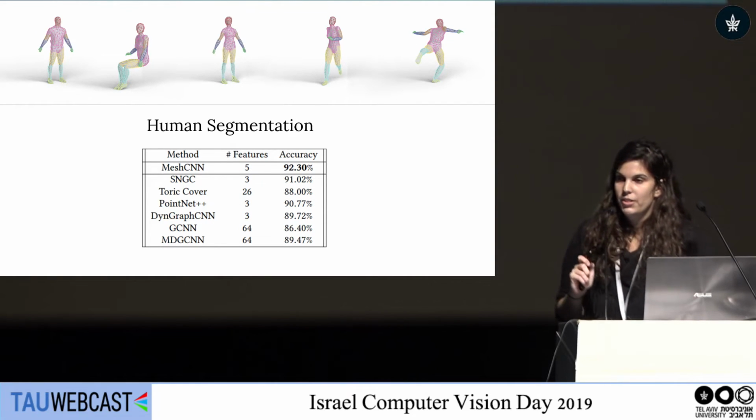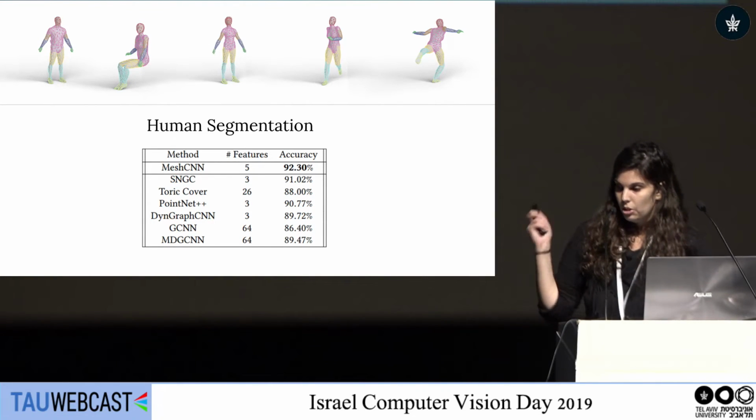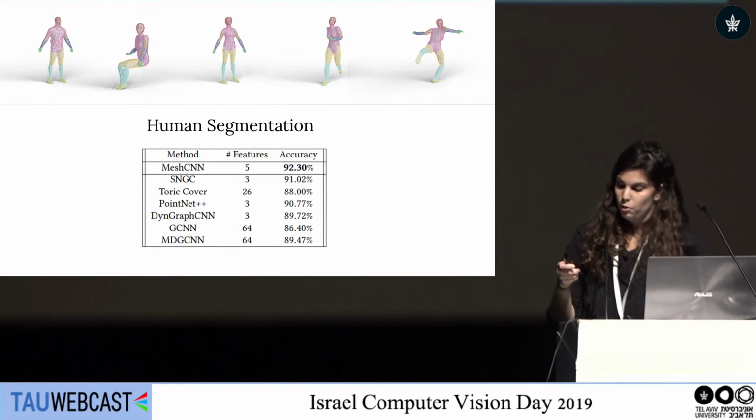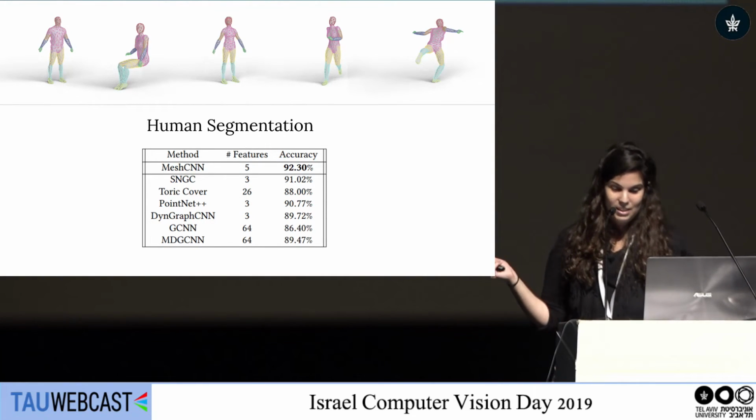But I think what's more interesting than this table is that we published our code online, and our pre-trained weights, and some researchers reached out to us and told us that they used our pre-trained models on real human scan data, and it works quite well. So that's very exciting for us.